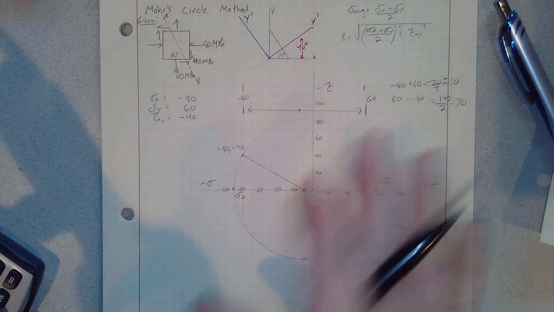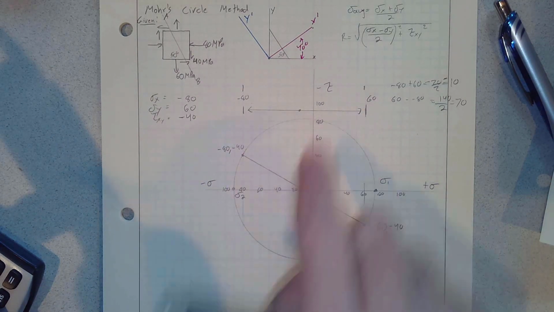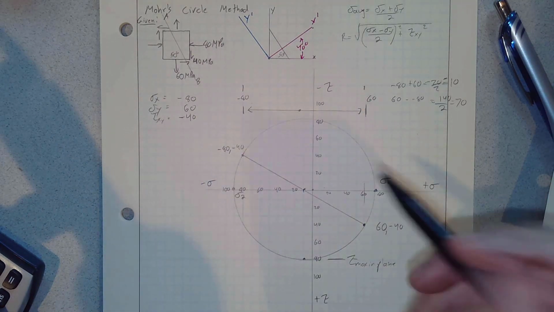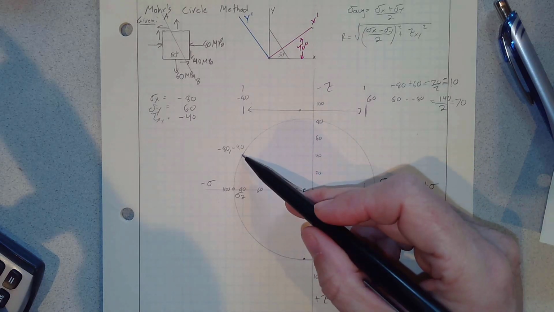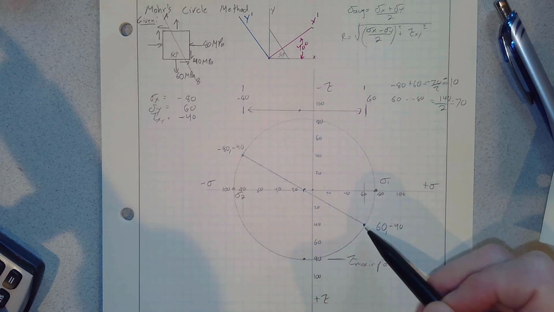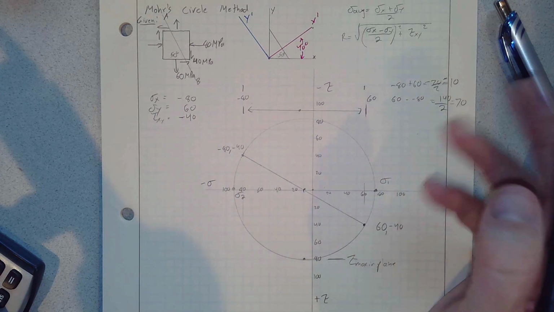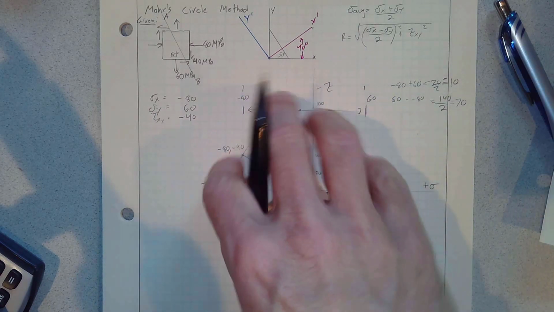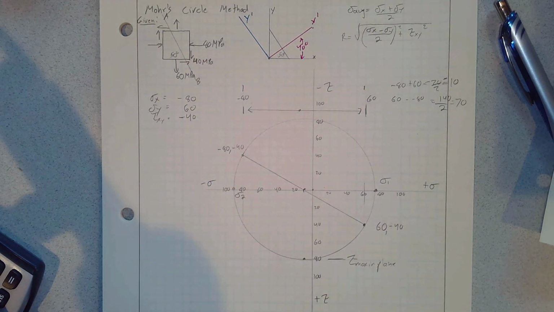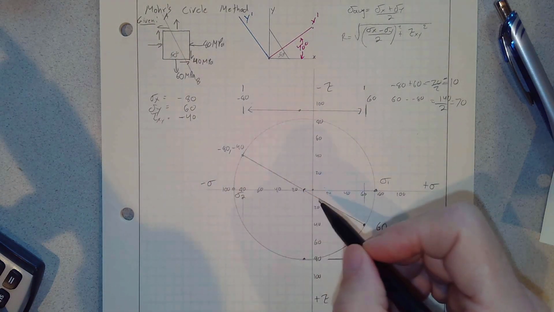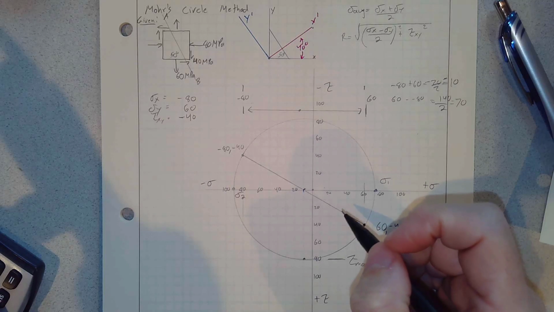Okay, so that's kind of talking through graphically what we can see on this circle here. And again, we have plotted out the stress state at the one orientation we were given. If we want to answer questions about other orientations, we can do that using trig here. Let's talk about what we know trig-wise about this circle.